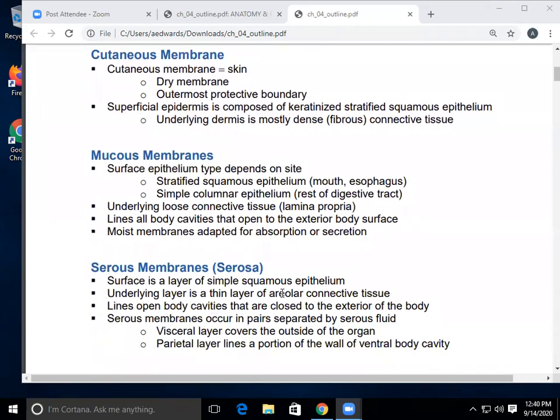So what are your cutaneous membranes? Well, that's just your skin. It's considered a dry membrane. It's a protective boundary, the outermost level of your body. All right, your epidermis is superficial to the layers below it. It's made up of stratified squamous epithelium that has keratin, so it's considered keratinized. The dermis, which is deep to the epidermis, is made up mostly of dense connective tissue.